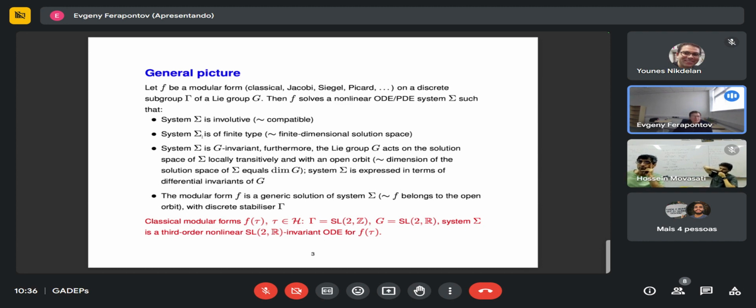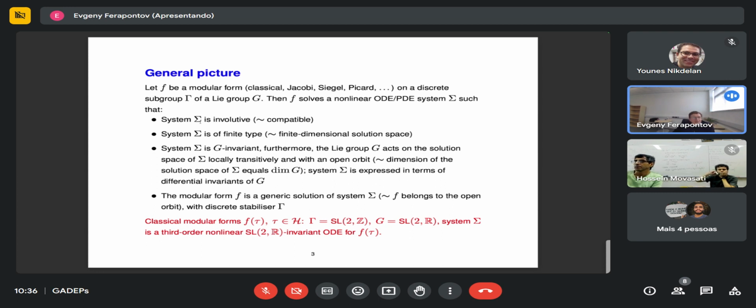Second property, the system sigma is of finite type. It means that its solution space is finite dimensional. A typical example of an involutive system: imagine a system for a function, say, of several variables where all higher order derivatives of the function are expressed in terms of low order derivatives. It's a typical finite type system. So the solution space is finite dimensional.